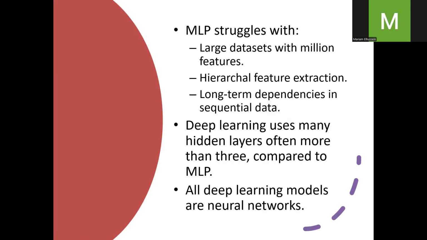So deep learning uses many hidden layers. An MLP will have 3 layers, up to 5 layers, but deep learning will have many layers. You can conclude that deep learning models are actually neural networks, but they are very complex, deep, layered neural networks.